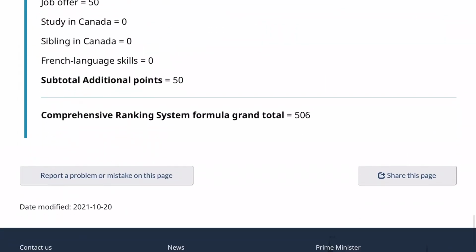Now your score is 506. See the amount of difference it makes. Just your English test. From 442 you went up to 506 just because you concentrated on your English language test. And 506, you know what 506 means, guys? In the next couple of draws you can hit this score. A couple of draws means a month. Like by end of October you can have an ITA, or an invitation to apply for PR for Canada.